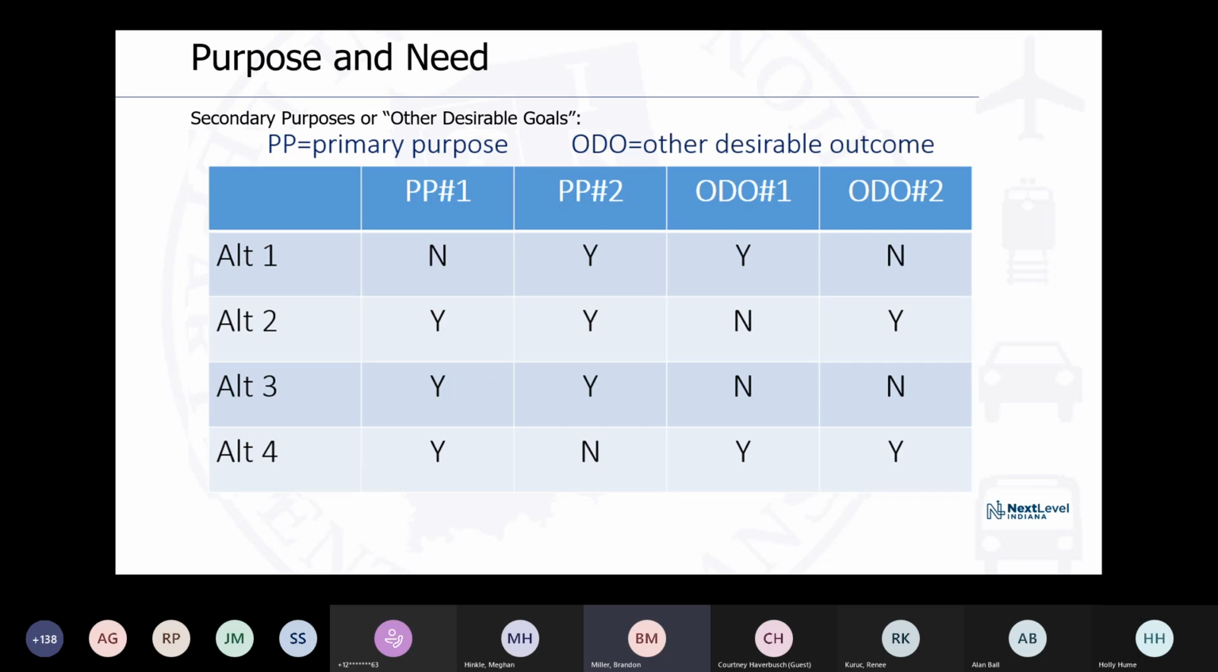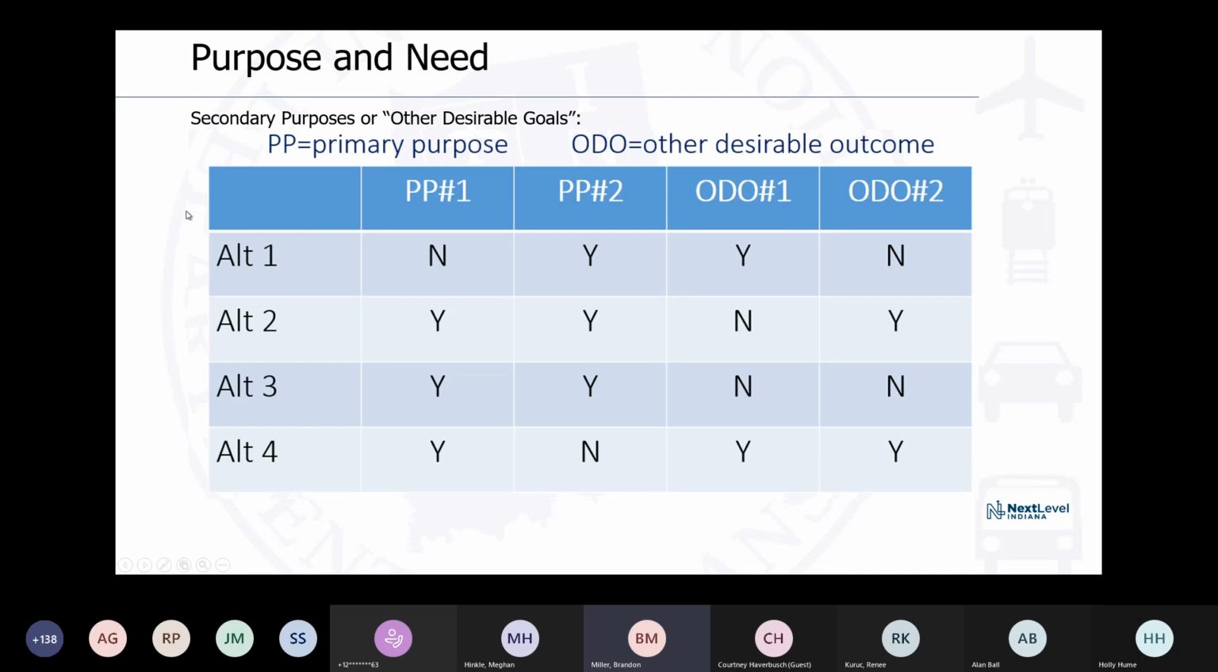And the final purpose and need part that we'll talk about is secondary purposes or other desirable goals. If you've taken the NEPA training in the past 13 years, you've seen this chart. One thing I wanted to point out on this chart, as we go through it in the NEPA and CE training, is that the primary purpose is the driving factor. The other desirable outcome is, as it says, an other desirable outcome or goal. It doesn't have to happen.